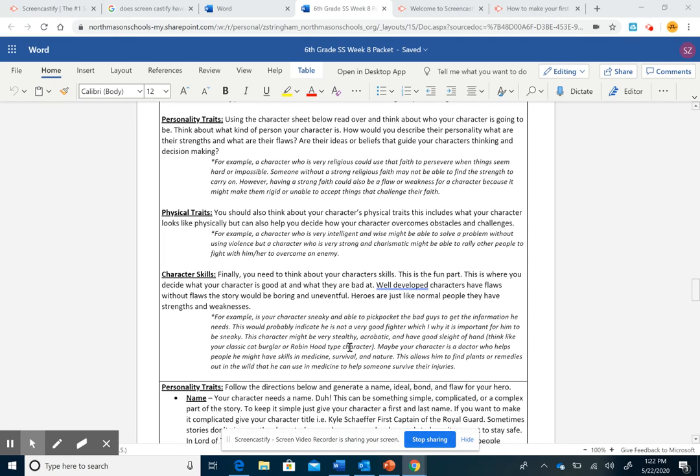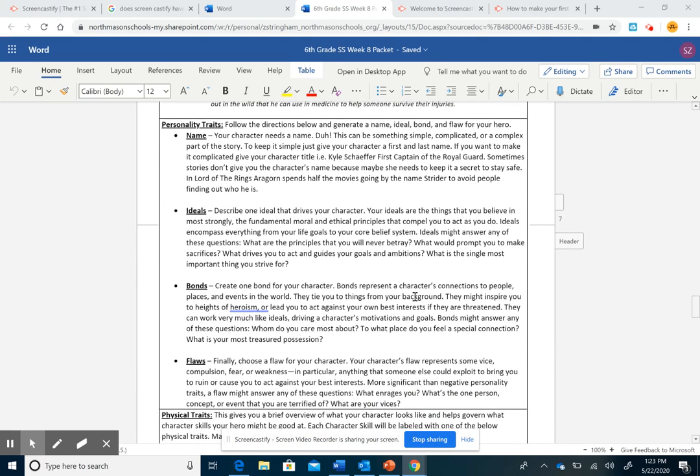Because if you know your character, and I use the Robin Hood example, who's super stealthy and acrobatic and can sneak into places and sneak out, that's going to help you write what your story is going to be like, right? Because you're going to have an idea of who your character is. So we'll go through this together and break it down.